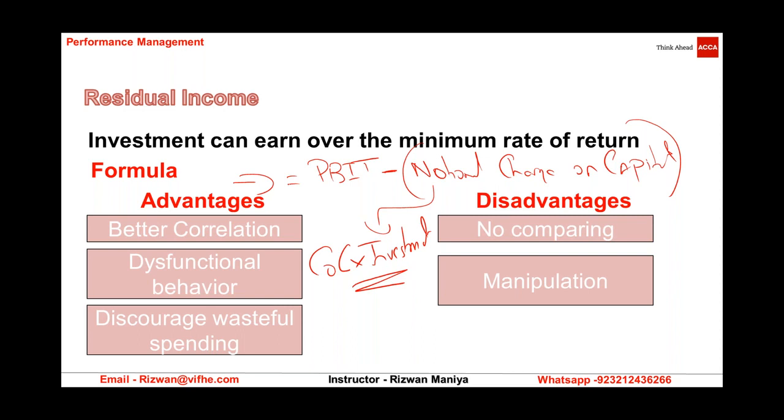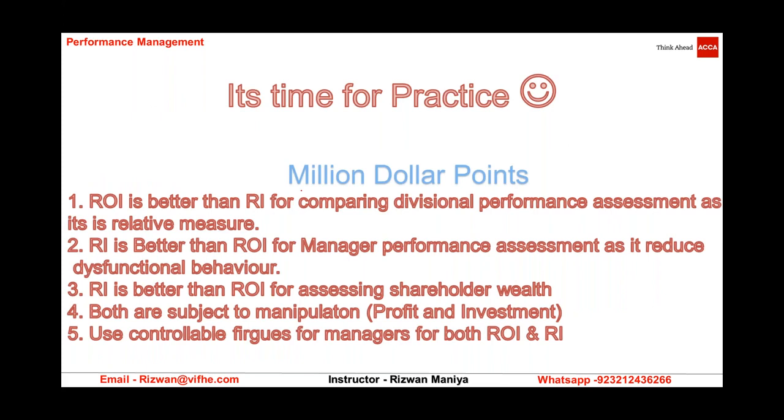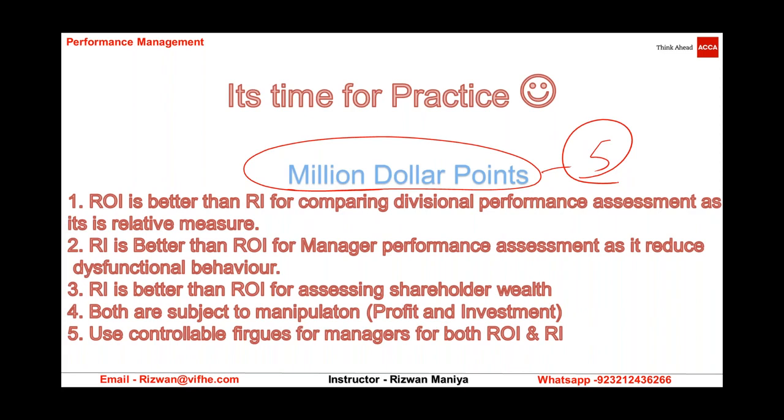I'll discuss very quickly what RI indicates and what ROI indicates and the advantages and drawbacks as well. But I need to move towards a question. There are five points for ROI and RI. If you remember these five points, you are done with the entire topic. I'll tell you what is notional cost of capital. Today's 21st of November. You're very close to your examination. So just remember these five things.